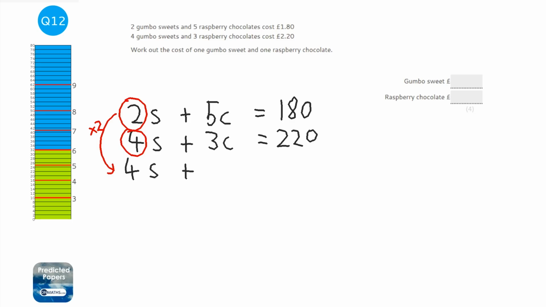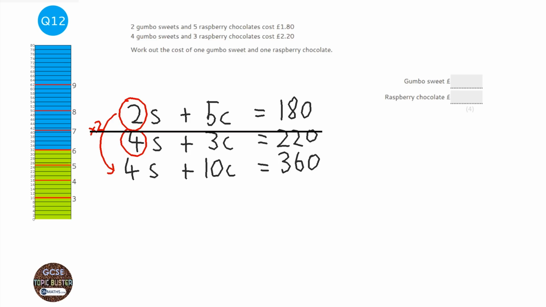So that would get these S's the same. So I'm going to times 5C by 2, and I'm going to times the 180 by 2, which would be 360. So to get rid of the S here, I'm just going to try and make this a bit clearer about where we're looking now. I might do a little bit further up, we're looking at this part here.